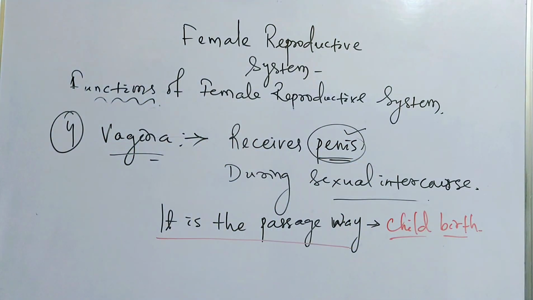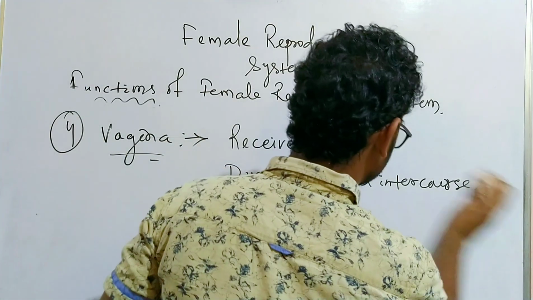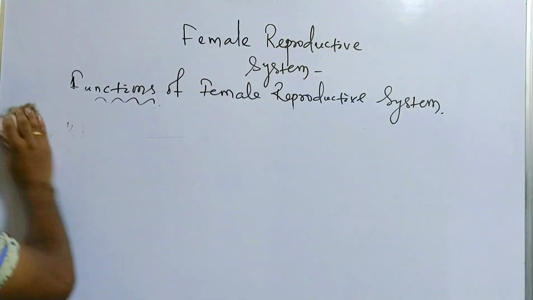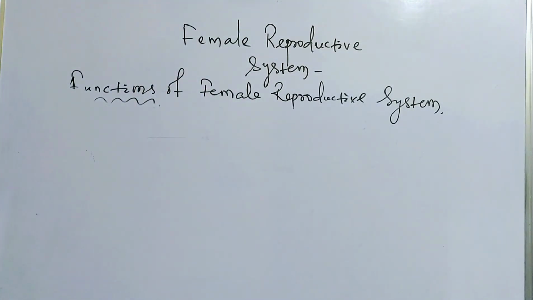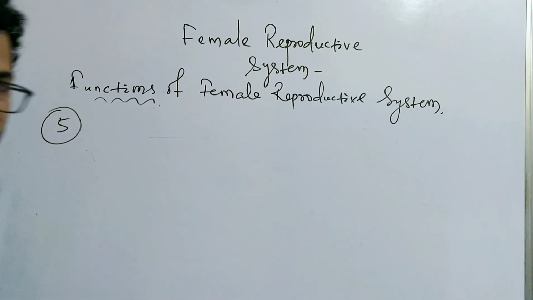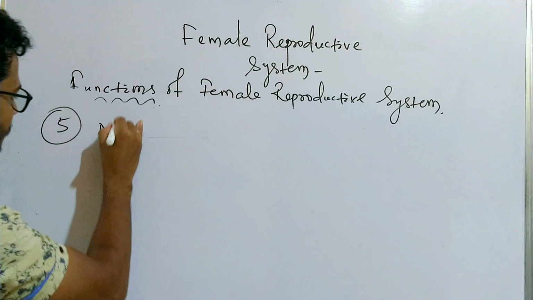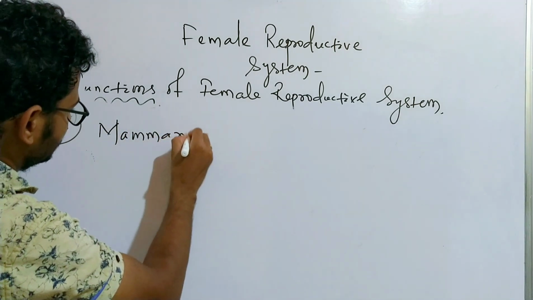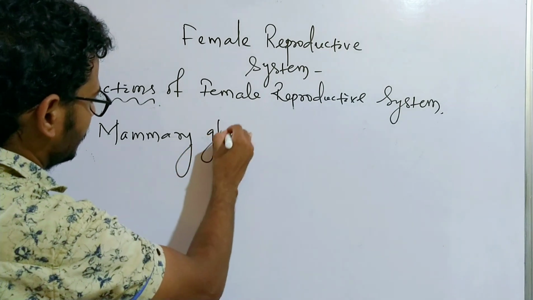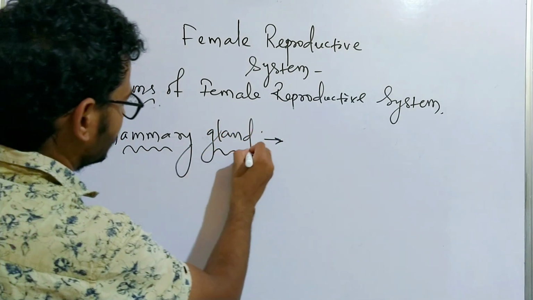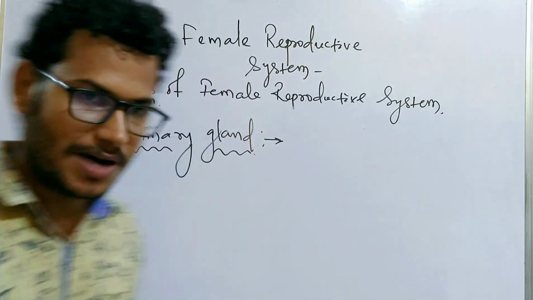womb, or the uterus. The last important one is the mammary gland. Why is the mammary gland important? Because it provides milk for the development of the newborn. Due to the presence of this mammary gland, we belong to mammals.